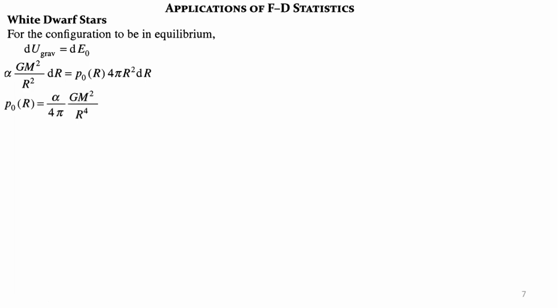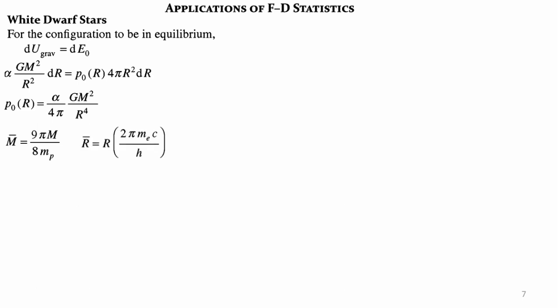From here, we can simplify this or rearrange the things to obtain the value for P naught R. This is just rearranging the things. So this 4 pi r square goes here, dr cancels on both sides. So this is just the expression for the pressure as a function of radius.